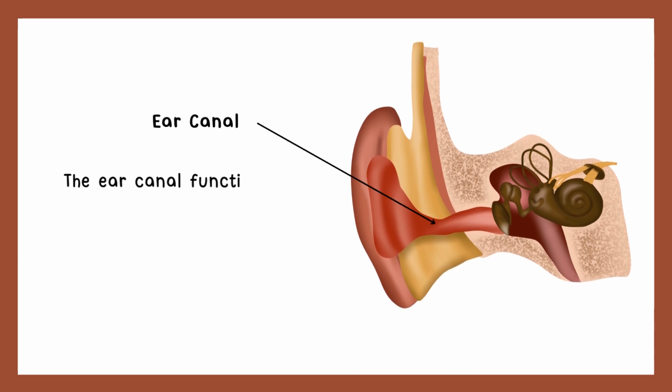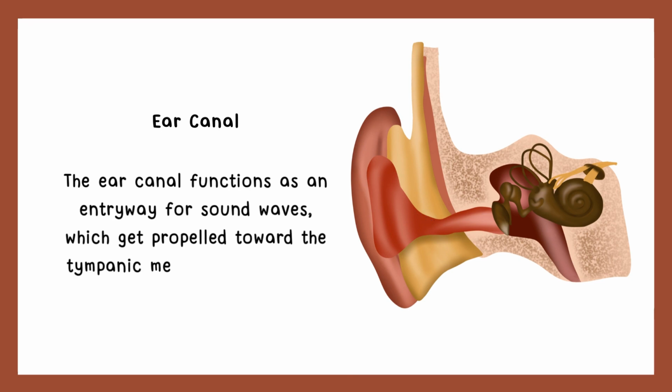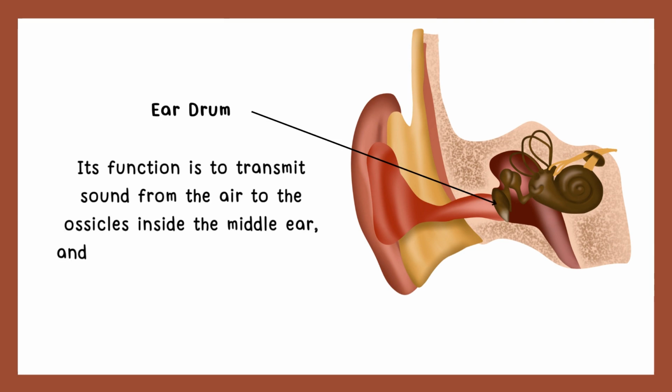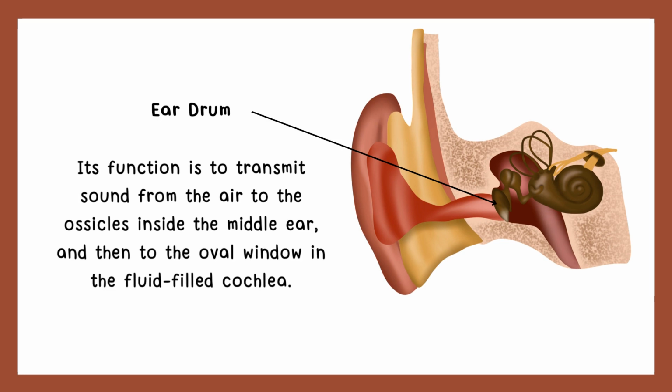Ear canal. The ear canal functions as an entryway for sound waves which get propelled towards the tympanic membrane, known as the eardrum. Eardrum. Its function is to transmit sound from the air to the ossicles inside the middle ear, and then to the oval window in the fluid-filled cochlea.